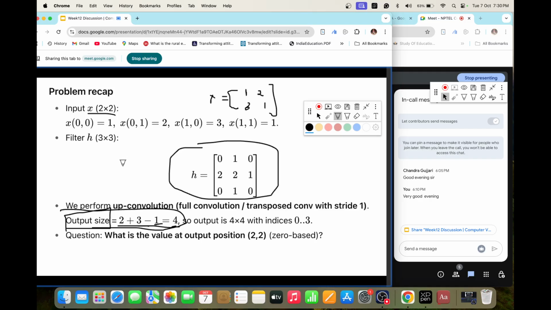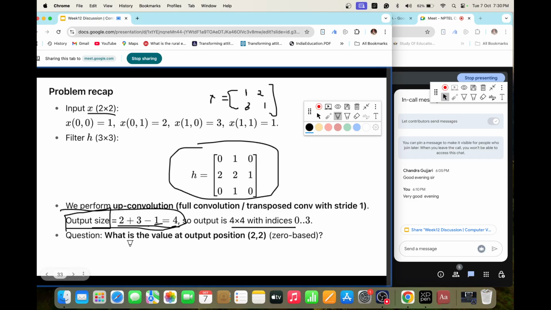What will be your output size? That will be 2 minus 3 plus 1, right? That is how we calculate in the downsampling. But as this is an upsampling problem, this is how we calculate the output size: 2 plus 3 minus 1 equals 4. So 4 cross 4 will be your output size.